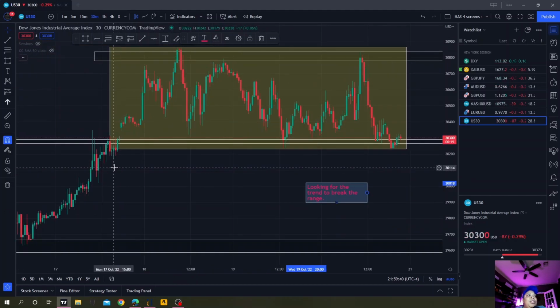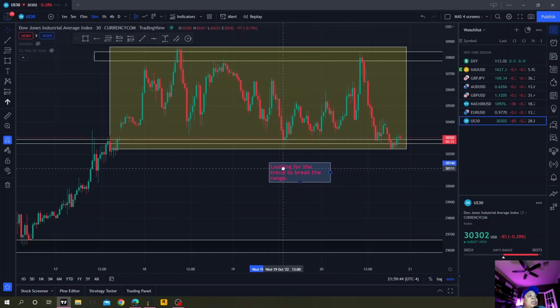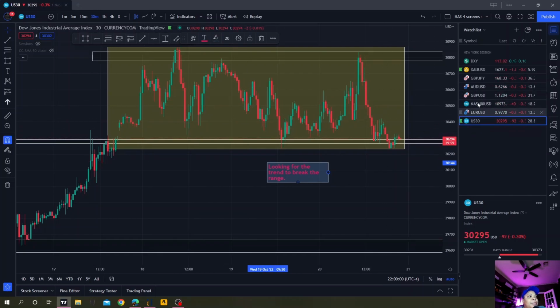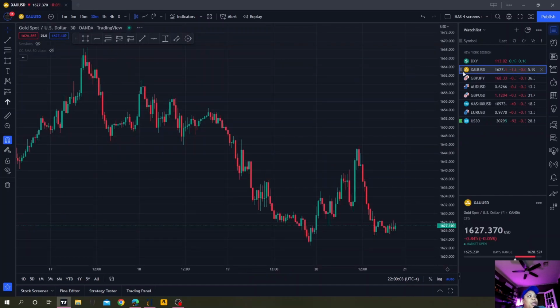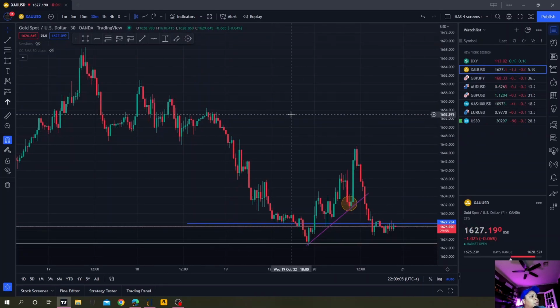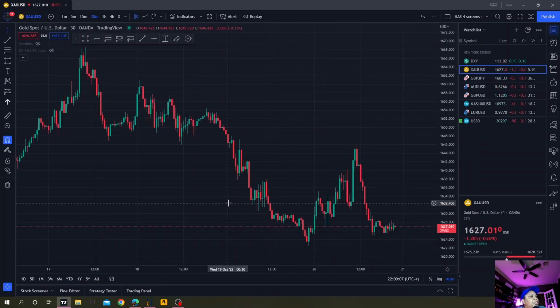So with US30, we're going to look for the trend to break the range, either to the top side or the bottom side. And I'm going to get in it when it retests those areas and continues. So for US30, we have that marked up. I'm going to flag it. And then we're going to go to gold. Let me clear this, y'all. I'm going to start fresh with y'all.